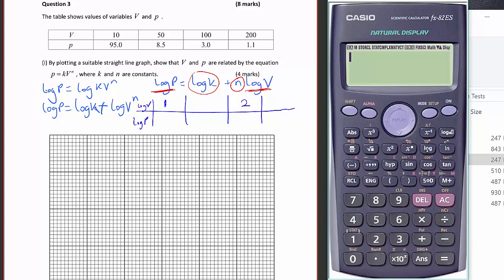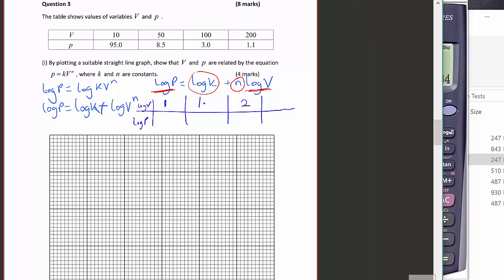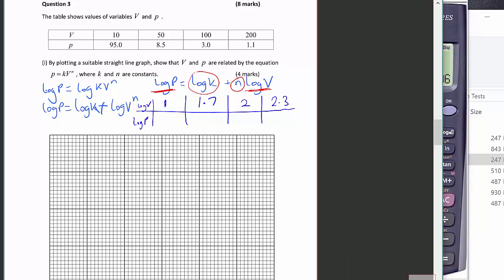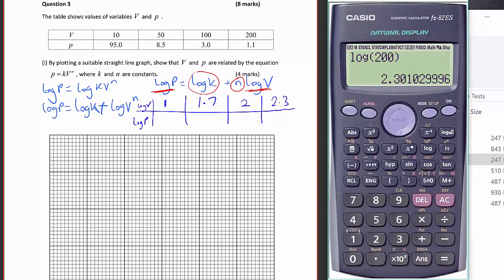And then we want log of 50. So we'll put that down as 1.7. And then we want log of 200. So log 200, and that's going to be 2.3. So we need log p values now.